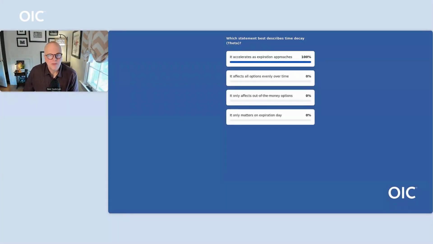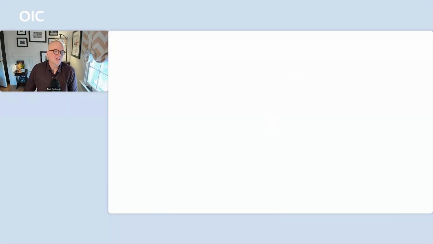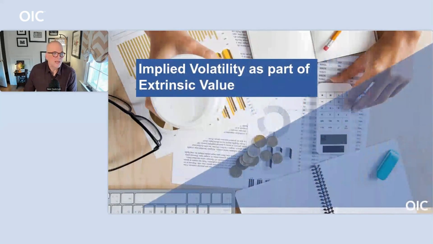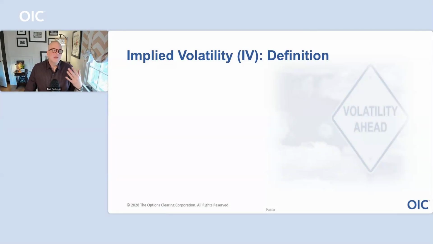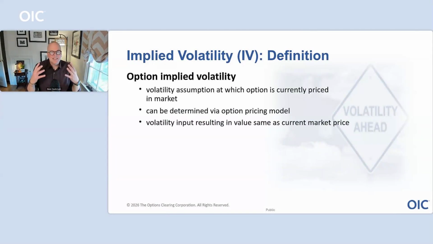Let's talk about one of the big ones that we've referenced. We're going to talk about implied volatility as a big part of extrinsic value. Implied volatility is an assumption that is made in which the option price is related to future expectation of movement.